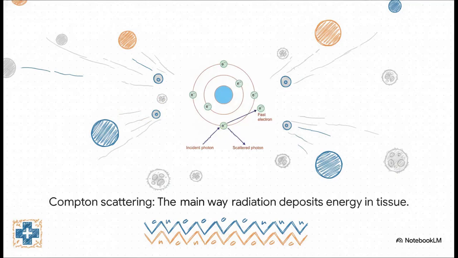Now this slide shows the single most important interaction that happens when a photon enters our tissue. It's called Compton scattering, and you can think of it like a game of cosmic billiards. The incoming photon, our cue ball, smashes into an electron in one of the atoms in the tissue. It knocks that electron right out of its orbit. This fast electron now carries the energy, and the original photon bounces off with less energy. This whole transfer is how radiation deposits its energy exactly where we want it.